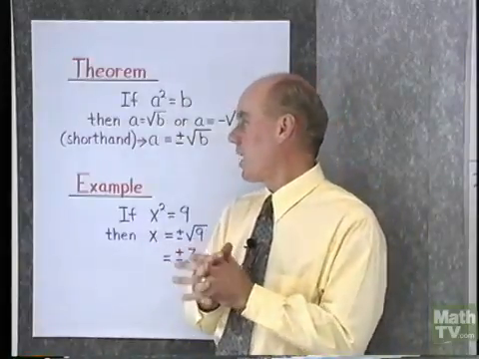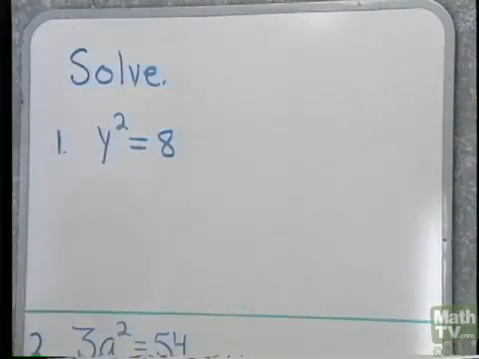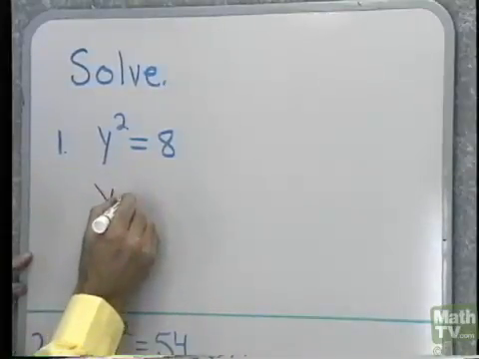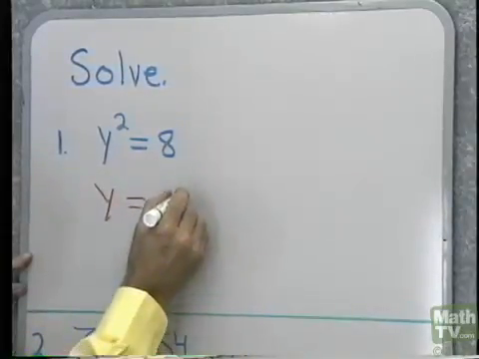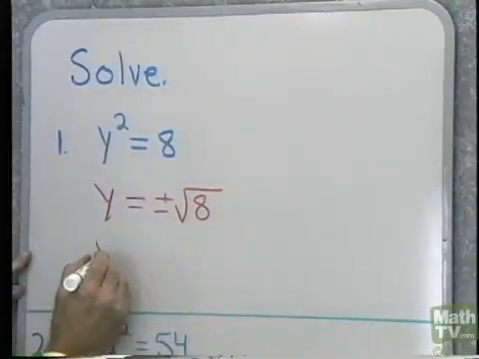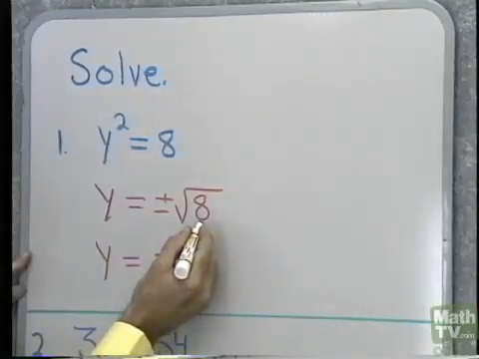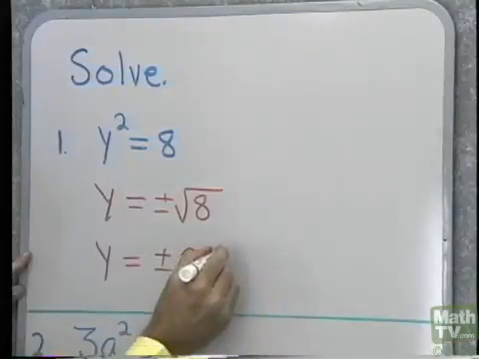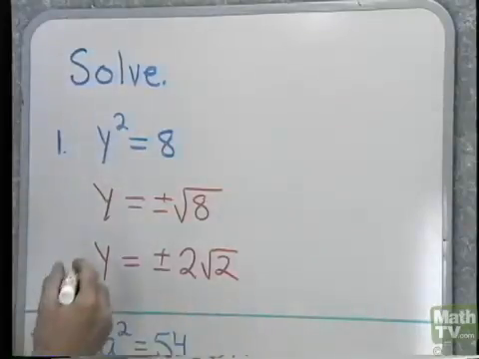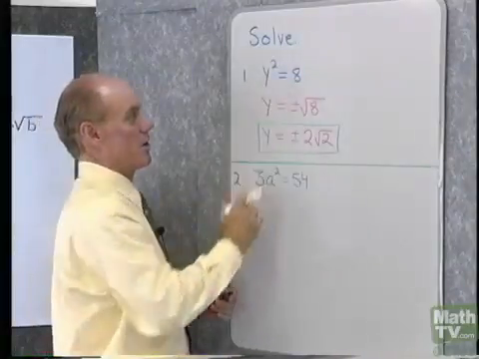So we want to use this property to solve a variety of equations. Here's our first one. y squared is equal to 8. I'll apply this new theorem that I have and write y is equal to plus or minus the square root of 8. Now all I have to do is put this radical in simplified form. 8 is 4 times 2. The square root of 4 is 2, so I get 2 square root 2. So y equals plus or minus 2 square root 2. Those are the two solutions to my equation y squared is equal to 8.